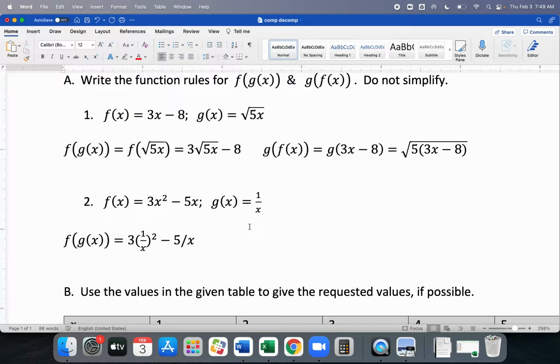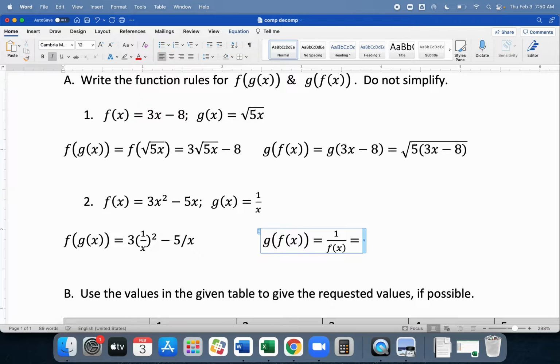Thoughts on that one? What would that one look like? Yeah? 1 over 3x squared minus 5x. Right. So g of x takes the reciprocal of x. g of f of x is the reciprocal of f of x. So if I have g of f of x, it should be 1 over f of x.